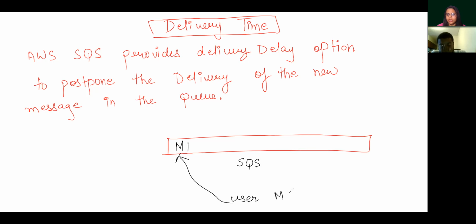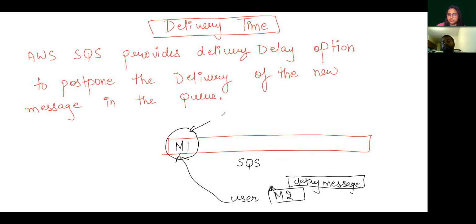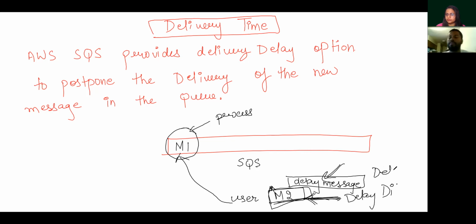Now the user also has message 2, which they want to send to the SQS queue. But here they can delay this message. I want to delay this message so that first message 1 gets completely processed, and then I send this message to the SQS queue. The time taken to delay this message, how much delay you want to provide, is known as delivery delay time. Getting it? Okay.